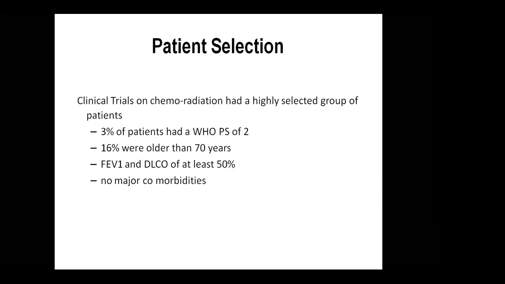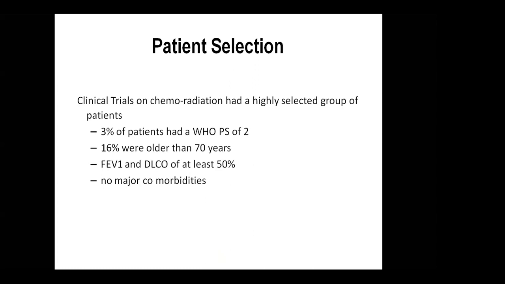Getting back to concurrent CTRT, we look at trials, and these trials are done in very controlled settings. The routine patients that come to you in the clinic might not even be represented in those trials, because they are elderly, they have borderline performance status, and their FEV1 and DLCO might be suboptimal. Only 3% of the patients in trials had a performance score of 2, and in our clinic you would see about 20 to 30% with a performance score of 2. Less than 16% were more than 70 years old, and all of them had FEV1 or DLCO of at least 50%.